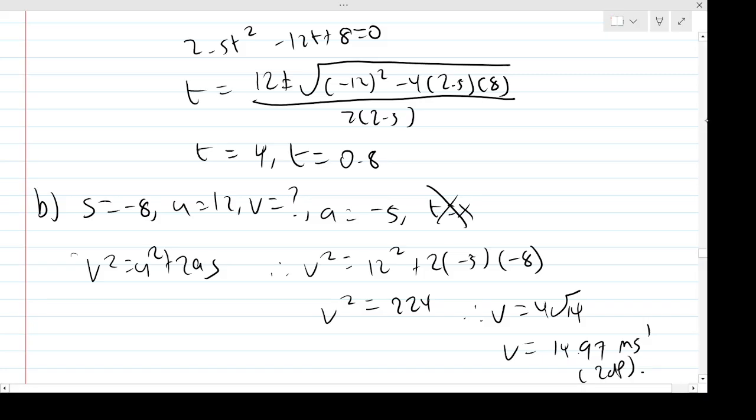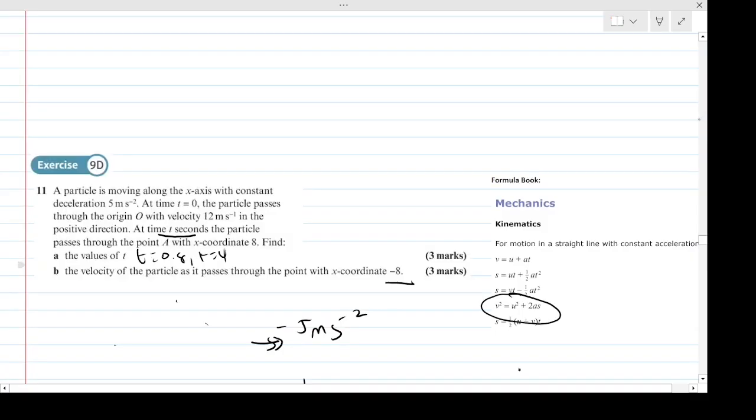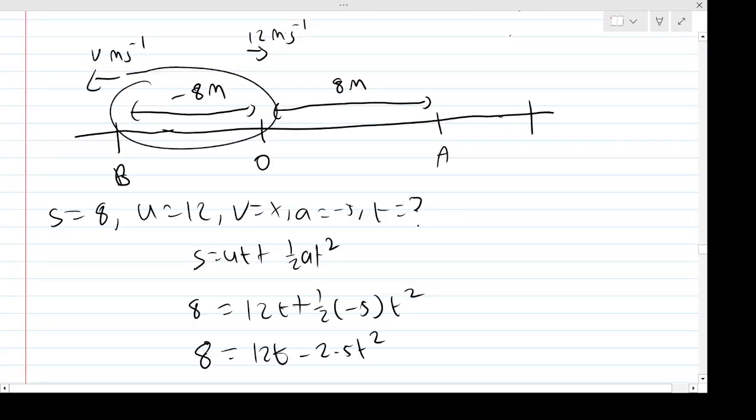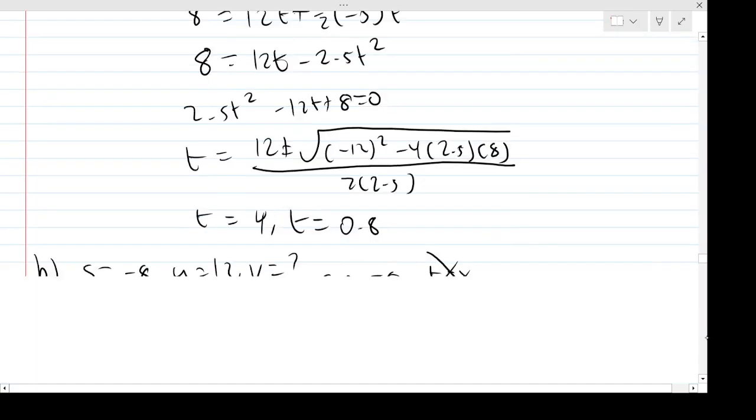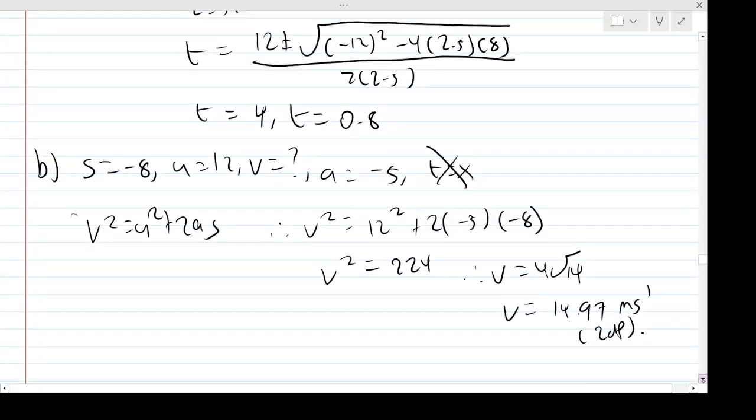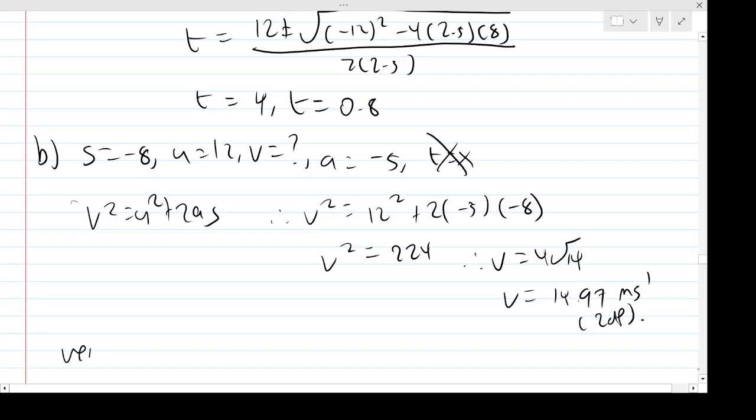So the velocity as it passes through this point B, where it's -8 away from O, is this number here, 14.97. But I'm going to also specify it's backwards, okay?